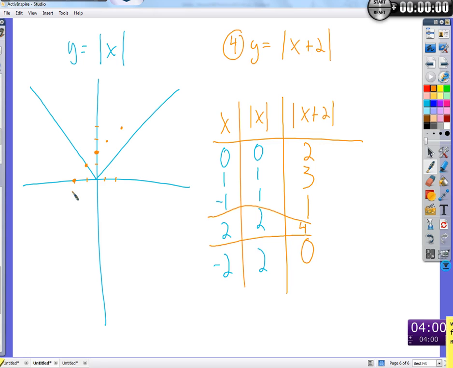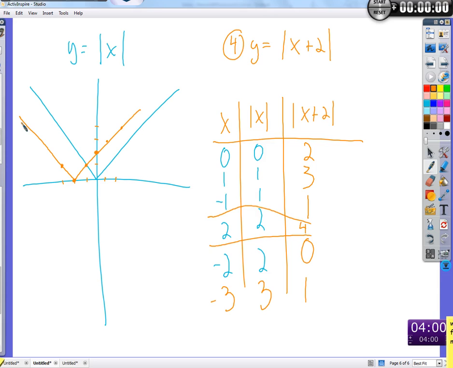Do you think, now that it's down to the x-axis, do you think it'll come back up if we keep moving that way? The output of this function is still the absolute value of some number, so probably. Let's try negative 3. This will give you negative 3 plus 2 is negative 1. Absolute value of negative 1 is 1. So at negative 3, we go up to 1. So that's what's happening. So what effect did that have on the graph?